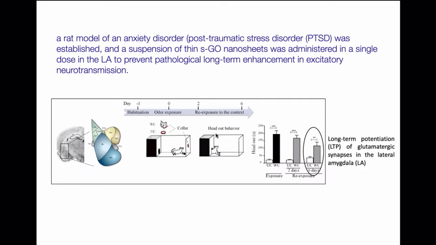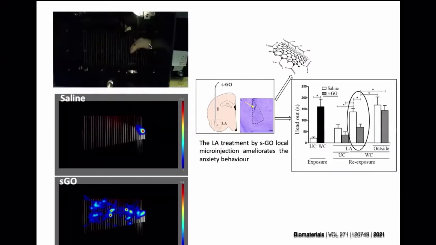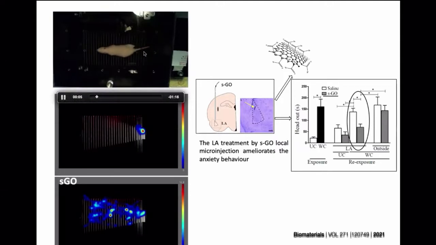The maintenance of this behavior is a sort of indicator of the buildup of PTSD disorders and is linked to the consolidation of plasticity at glutamatergic synapses in the lateral amygdala. Therefore, we use this to indicate the fear response, which is quite intuitive. So we use a group of animals in which this response was activated. The controls were not exposed, of course.